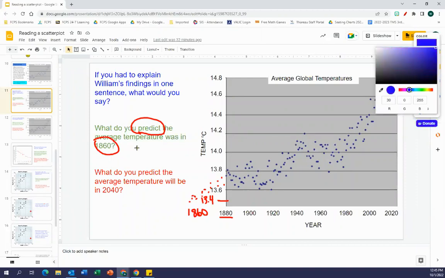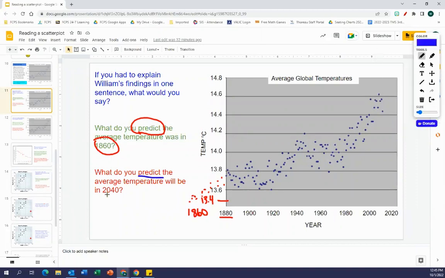Let's look at the next question. It says, what do you predict the average temperature will be in 2040? Wow, well, 2040 isn't until way out here.